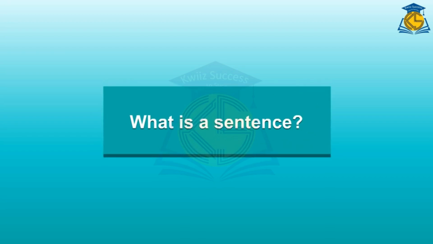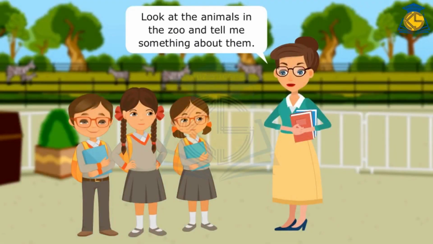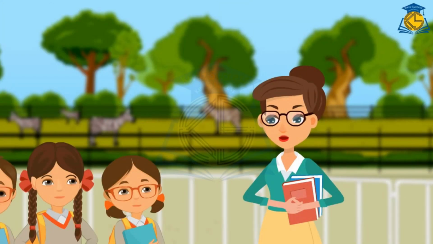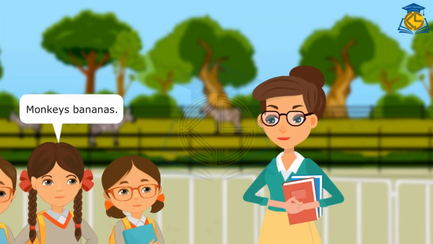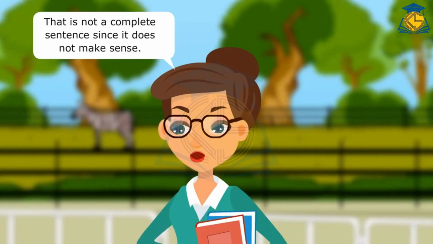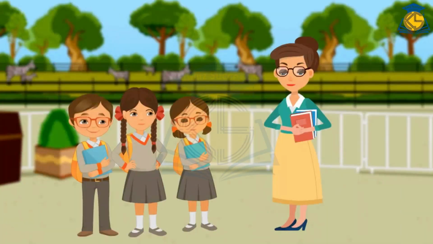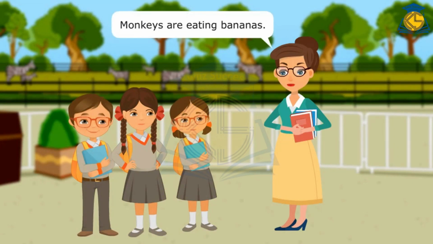What is a sentence? Look at the animals in the zoo and tell me something about them. "I likes rabbits." The correct sentence is "I like rabbits." "Monkeys bananas." That is not a complete sentence, since it does not make sense. A sentence must contain a verb. The correct sentence is "Monkeys are eating bananas."